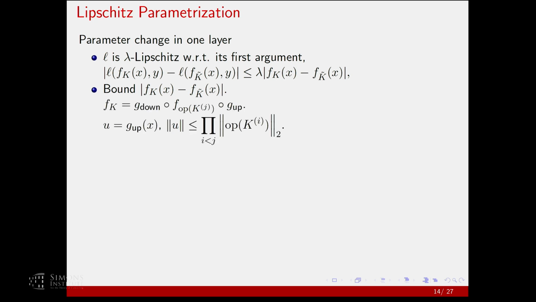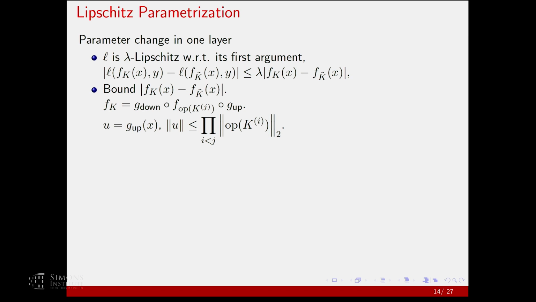How do we bound the difference in the function? I'm saying only one layer's parameters have changed. Let me call that layer J. And let me split the function of the neural network into 3 steps. G up is from the input to the network all the way to before the layer that I've changed. Then I have the layer that is changed. And then I have the rest of the function that I call G down.